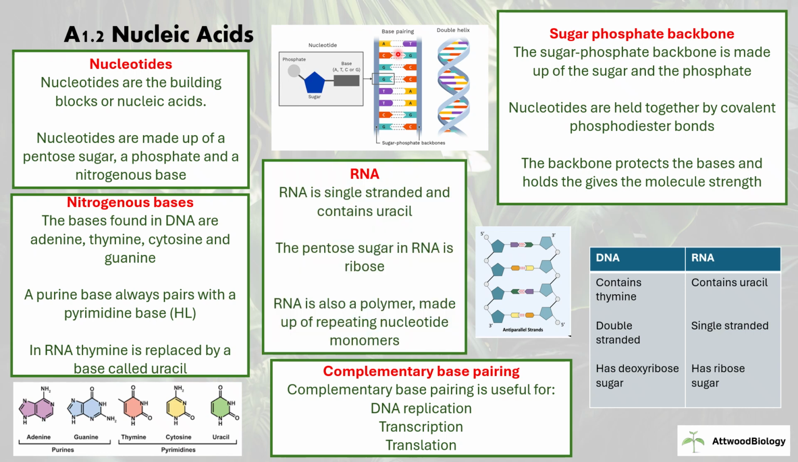RNA is a single-stranded molecule and it contains uracil, like we previously said. The pentose sugar in RNA is ribose, so in DNA it's deoxyribose, in RNA it's ribose. RNA is also a polymer and it's made up of repeating nucleotide monomers, so the RNA nucleotide looks very similar to this, but this sugar is a ribose. In DNA, this sugar is a deoxyribose.